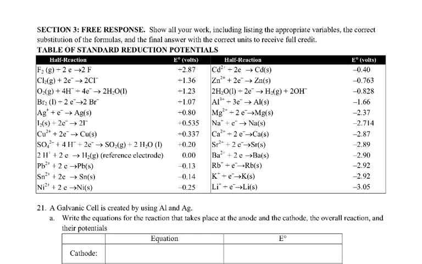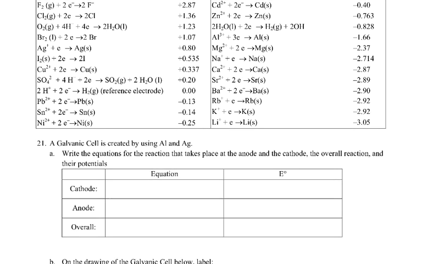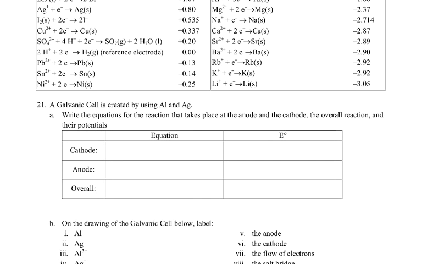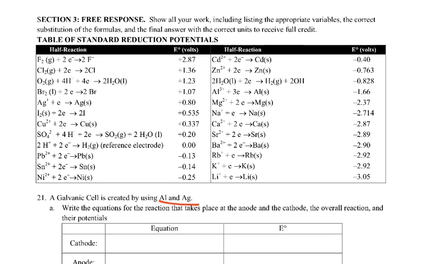So again, here we have this chart. We're going to need to refer to that. And we're talking about aluminum and silver. That's the key, aluminum and silver. So let's find those two numbers. There's silver. We're going to be needing that. And aluminum is over here.